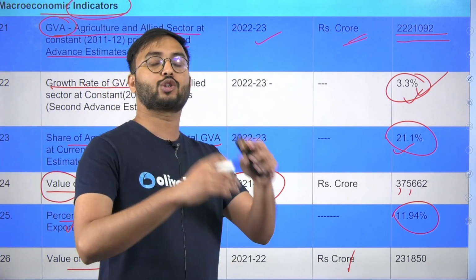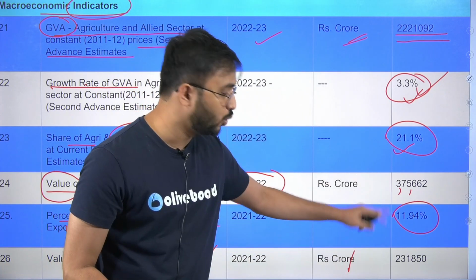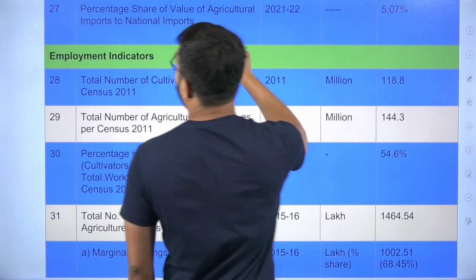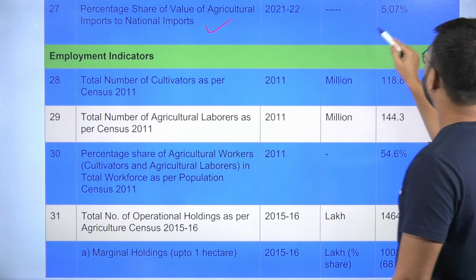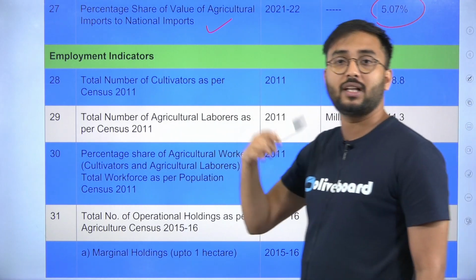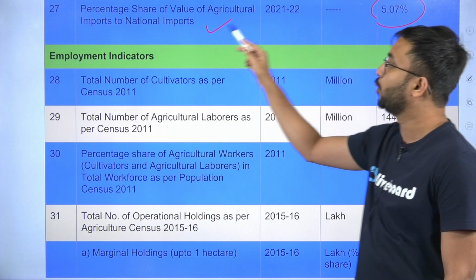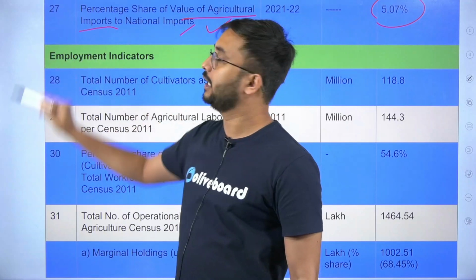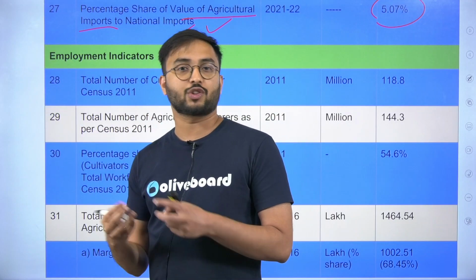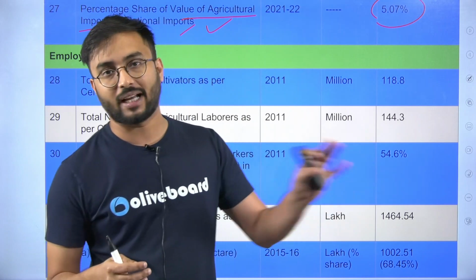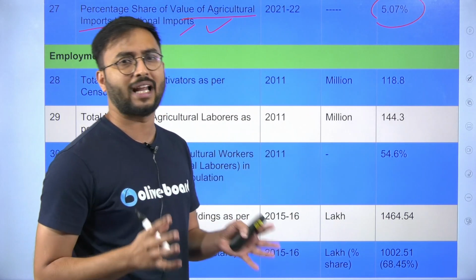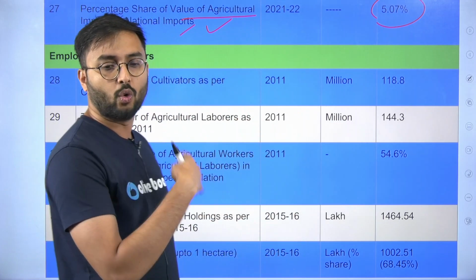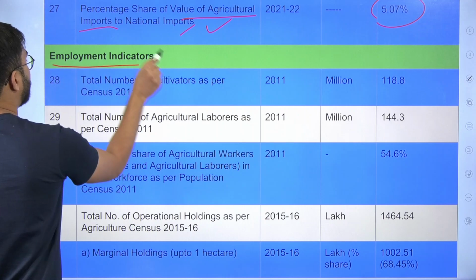So tomorrow also, if any question comes on agri exports, this is how you can use your data. Okay, next, percentage share of value of agricultural imports to national imports. Out of the total national imports which we are doing, only 5% are agricultural imports. So compared to total national imports, only 5% is from the agriculture sector. This shows that the total agricultural production which we do at the domestic level is enough for the overall demand in the country.